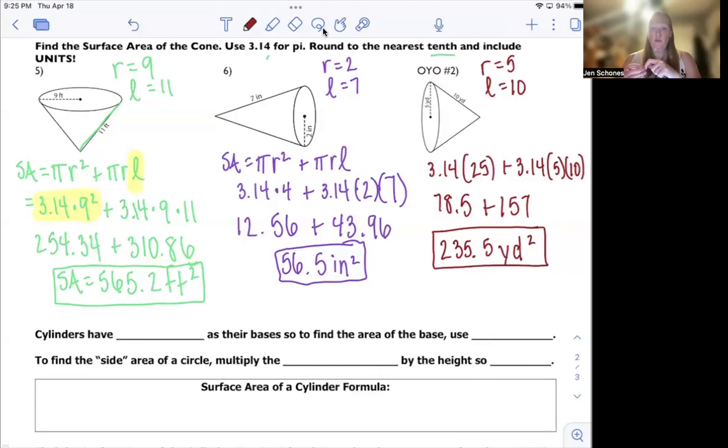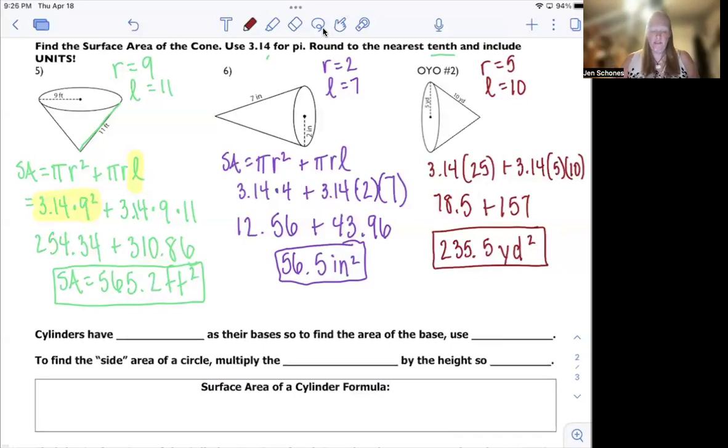Okay, hopefully you got 235.5 yards squared. My radius is 5, my slant height was 10. I plugged them in, and that's what I got. All right, get help if you missed it. Look back at other examples.